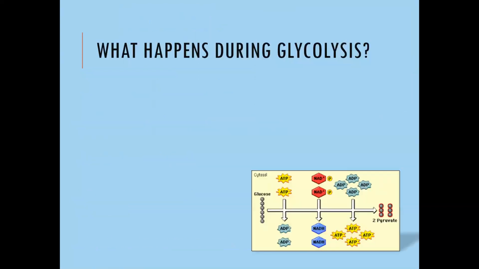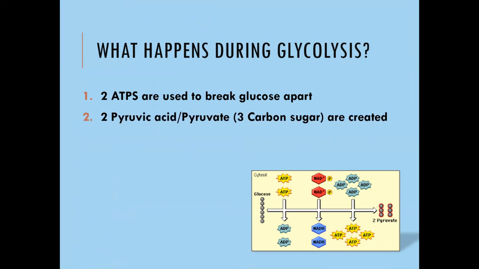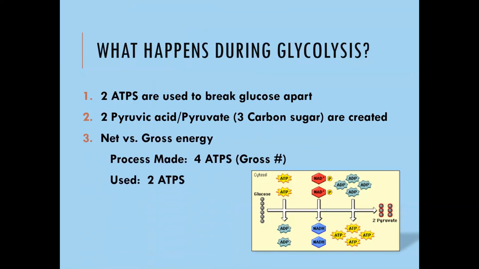So what happens during glycolysis? Two ATPs are used to break apart glucose. So it's going to need two ATPs to already exist in the area, in the cell, wherever, that it can use to go ahead and start this process. So after we use our two ATPs, it's going to break apart glucose, and we're going to get two pyruvic acids. And we have this whole little thing here.